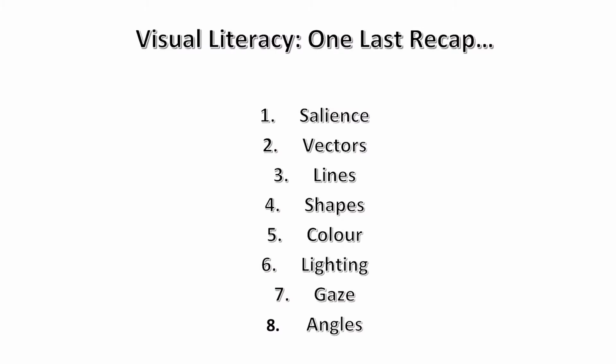Let's just recap one last time the techniques that we've mentioned. Salience, vectors, lines, shapes, colour, lighting, gaze and angles. Like I said to you earlier on in the episode, nothing is random. Artists make conscious decisions about using these techniques in shaping the meaning on the page.